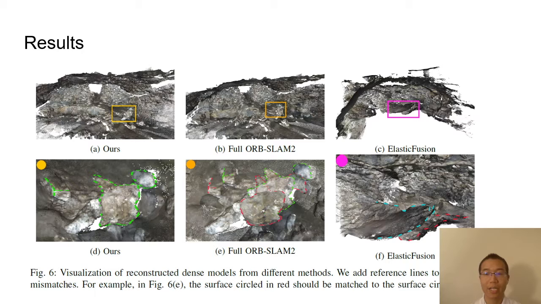Here are some results on the data we collected inside caves. You can see on the left, it's the result of our method, and inside this area, this is a zoom in. You can see only one color. That means there's only one copy of the same area. But over here, you can see there are two colors. That means it's the same area, but there are two copies, so there is a mismatch over here. And inside this one, there is a very big mismatch, inside this area.